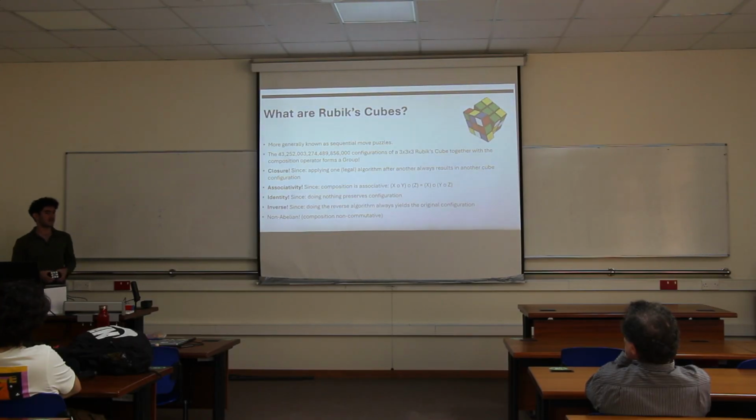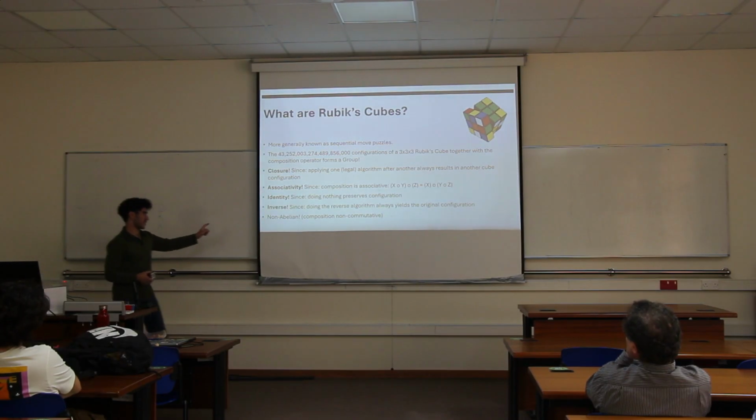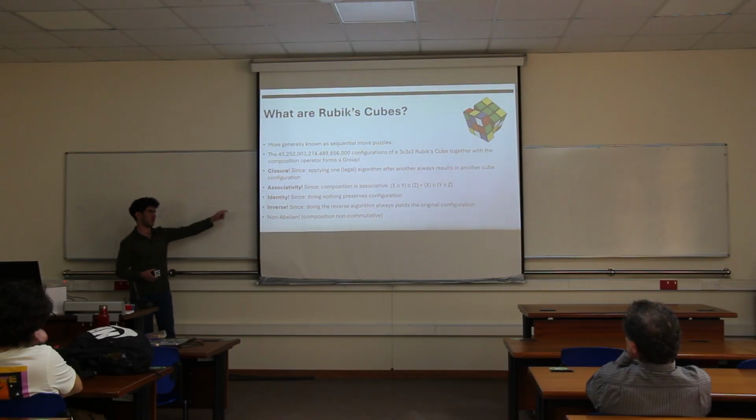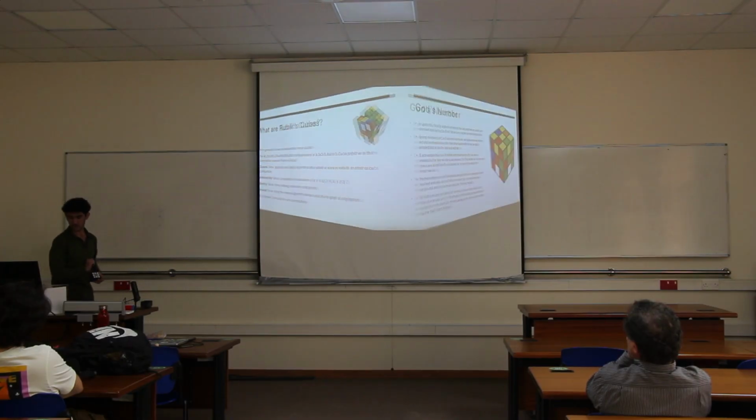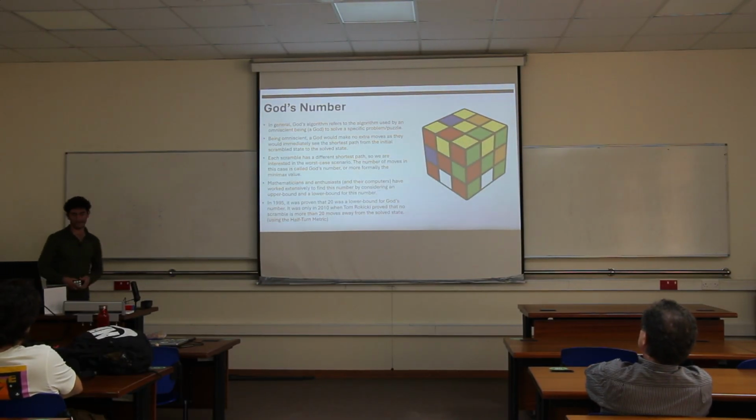So the inverse is also very interesting because it tells us we can solve the cube. If we do any algorithm, we can reverse it and get back to the solved state. And then this extra property, which is not an axiom, is called non-abelian, because this group is not commutative. So if I do this and then this, you don't get the same thing as if you did the opposite, this and then this, right? In general.